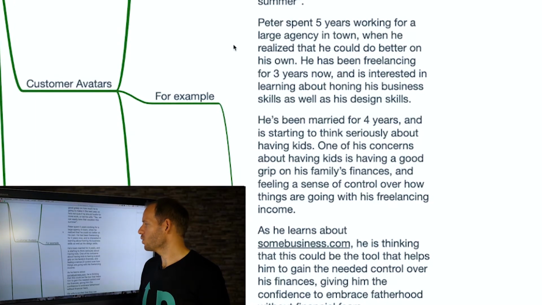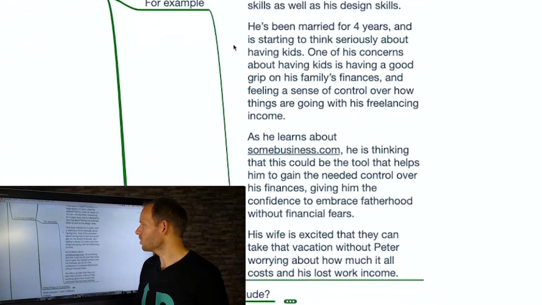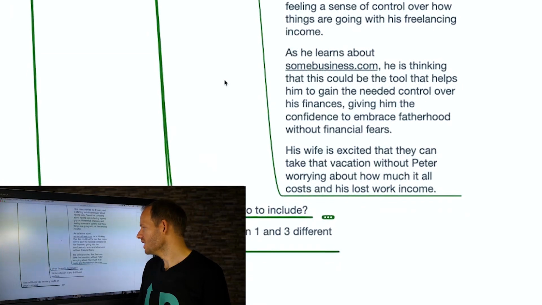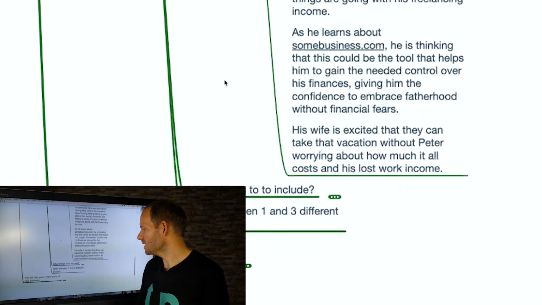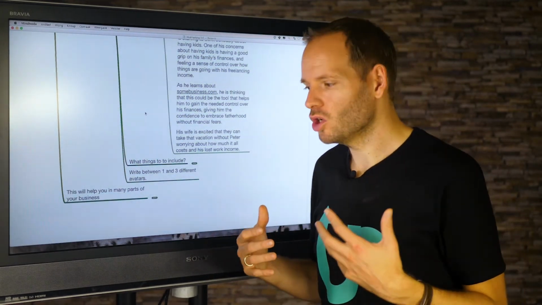He has been freelancing for 3 years now and is interested in learning about honing his business skills as well as his design skills. He's been married for 4 years and is starting to think seriously about having kids. One of his concerns about having kids is having a good grip on his family finances and feeling a sense of control over how things are going with his freelancing income. And as he learns about yourbusiness.com, he's thinking that this could be the tool that helps him gain the needed control over his finances, giving him the confidence to embrace fatherhood without financial fears. His wife is excited that they can take that vacation without Peter worrying about how much it all costs and his lost work income.